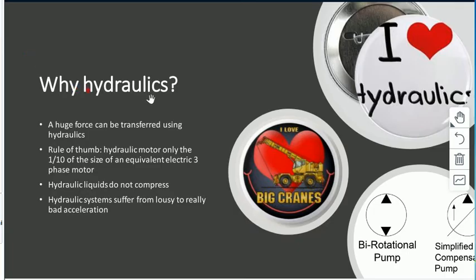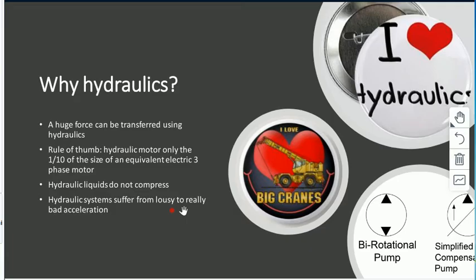So why hydraulics? A huge force can be transferred using hydraulics. Like I mentioned before, the rule of thumb is a hydraulic motor only needs to be 1/10 of the size of an equivalent electric three-phase motor, and that one is only 1/10 of the size of a DC motor or single-phase AC motor. So a very small motor can generate a huge amount of force and torque. Hydraulic liquids do not compress, it's important to know, so you can do more precise control actions than you could do with pneumatics. Again, that's very important.